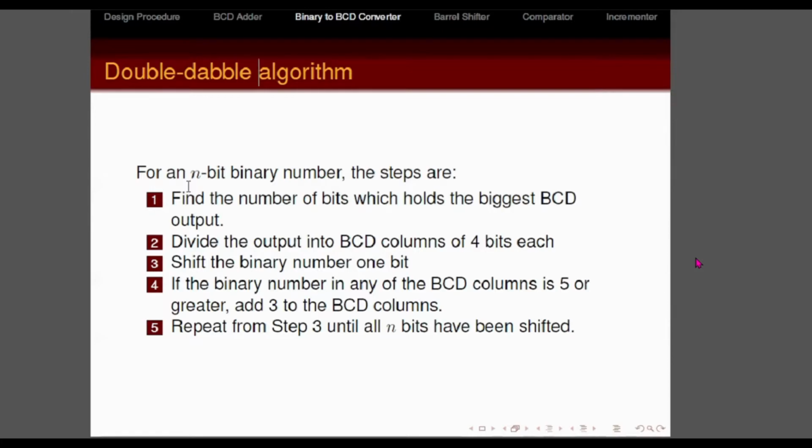For example, there are 5 steps that you have to follow. The first one is to find the number of bits which hold the biggest BCD output. For example, if n is 4, find the number of bits. If n equals 4, that means the maximum number will be what?